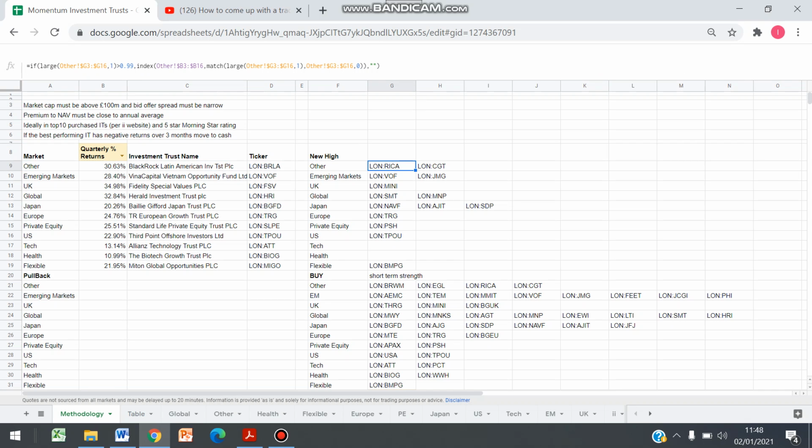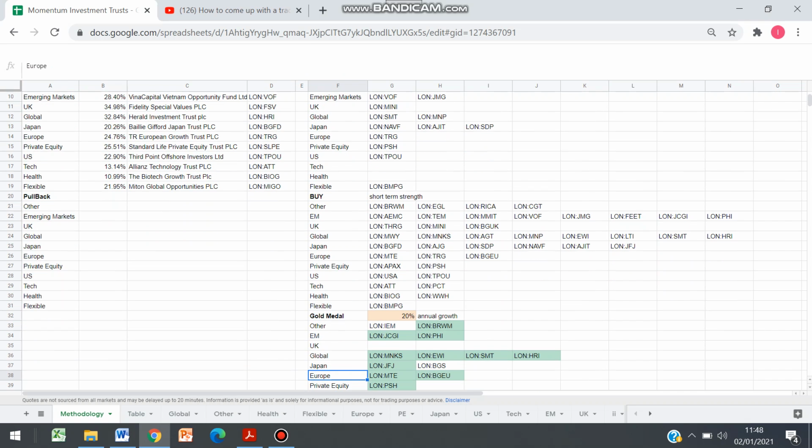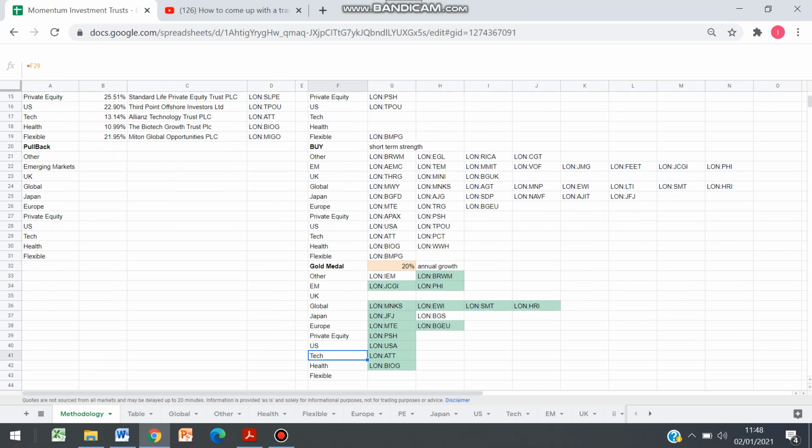And I put investment trusts into different baskets according to the geography or the specific sector that they represent. So you can see here we've got global investment trusts, some look at private equity, some look at technology or healthcare. I have a buy criteria that pulls up certain investment trusts. Then I also give some a gold medal criteria where they've got short-term strength that makes them a buy, and then long-term annual growth over 20% that gives them the longer-term momentum that I'm looking for. If they're both in gold medal and buy, then the conditional formatting highlights them as green.